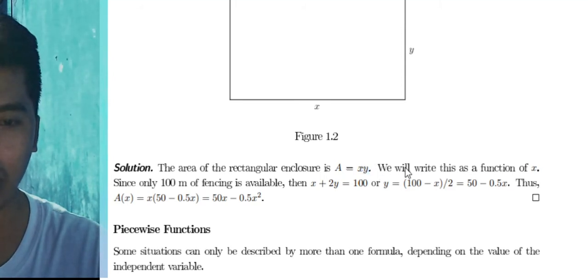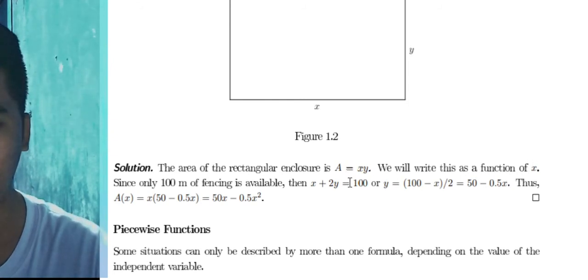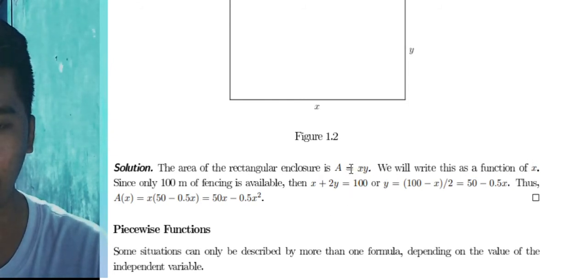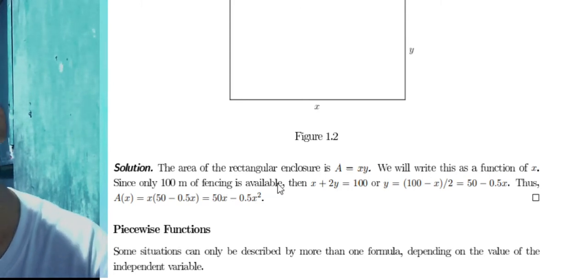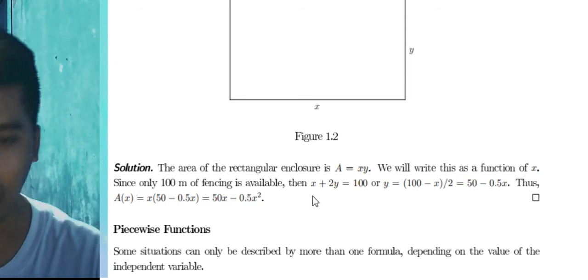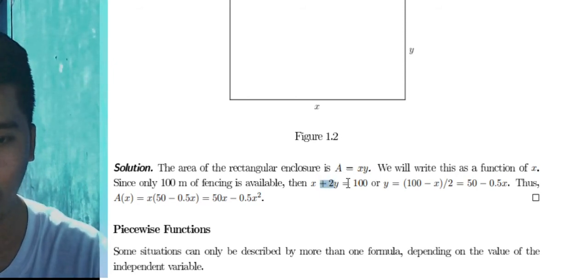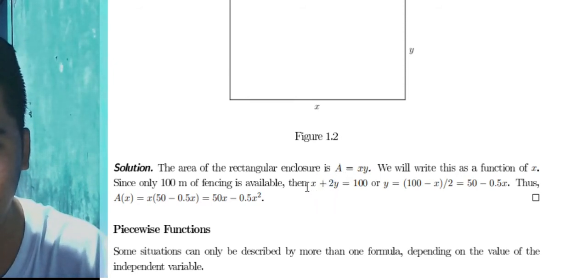Now we will write this as a function of x. So meaning we will change this, it will become an A of x. Since 100 meters of fencing is the only amount available, then x plus 2y is equal to 100. Take note of this formula, x plus 2y is equal to 100.